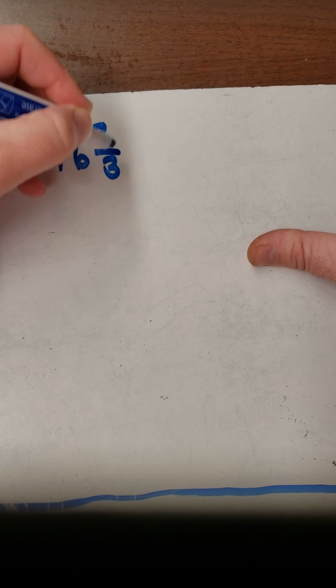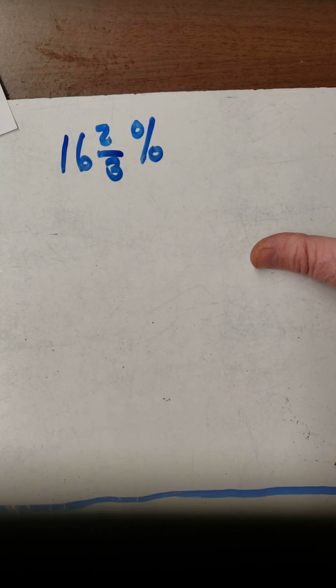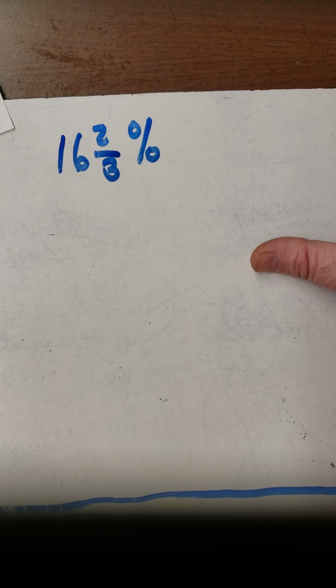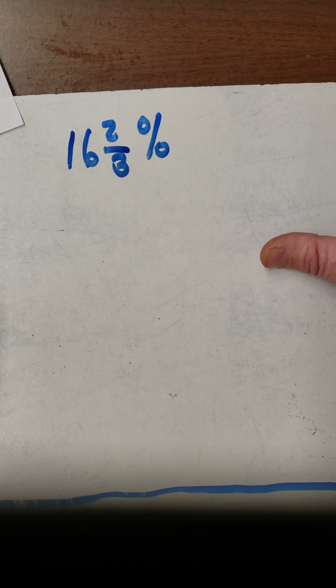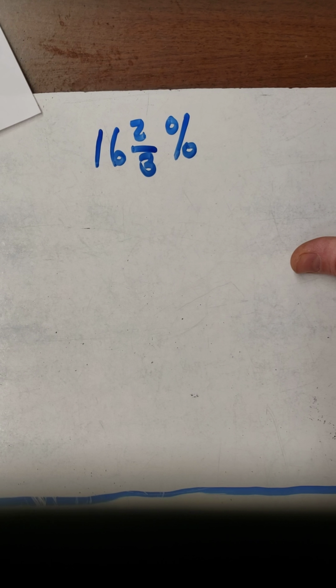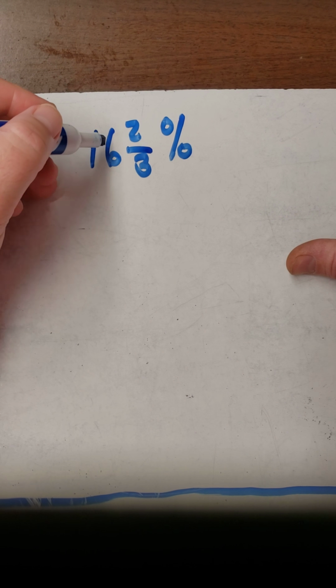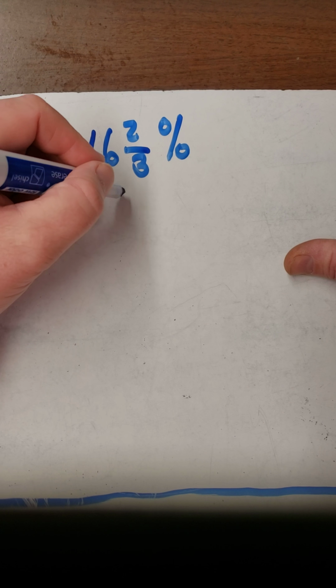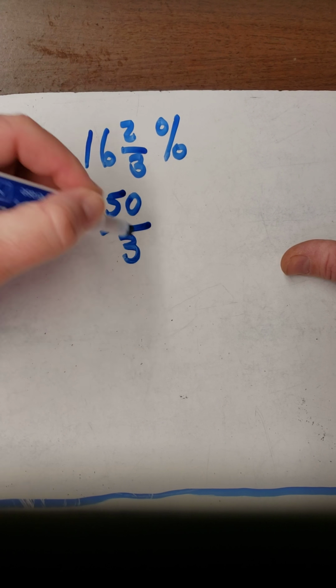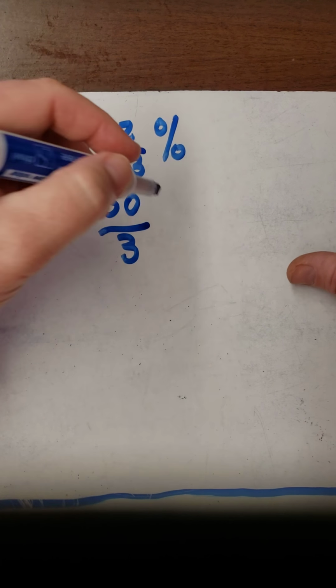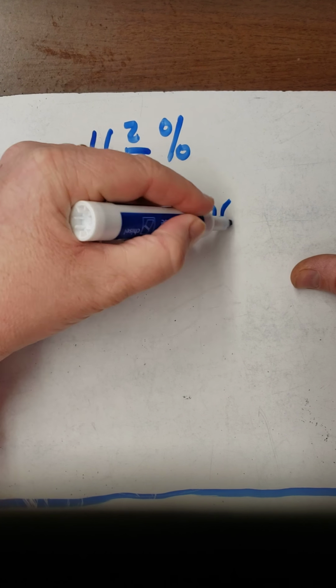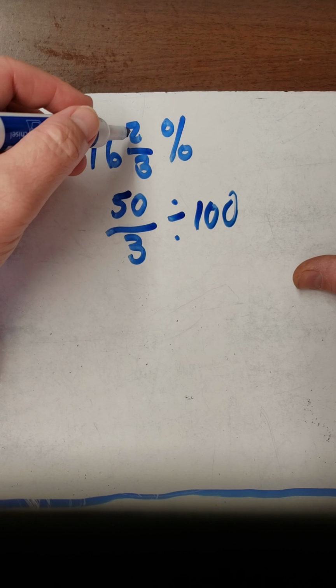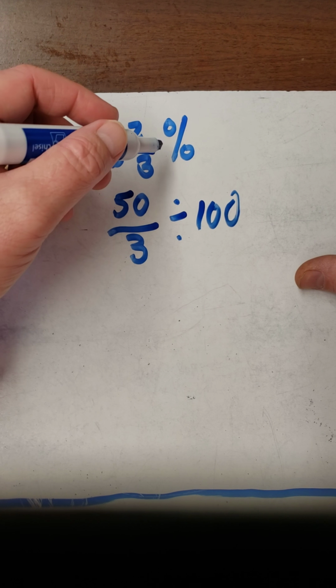We want to express 16 and 2/3% as a reduced fraction and as a decimal. So we have 16 and 2/3%. And we want to write this as a reduced fraction. So we change that into an improper fraction. 16 times 3 plus 2 is 50 over 3. And that's going to be divided by 100 because it's dealing with percents. We compare percents to 100.